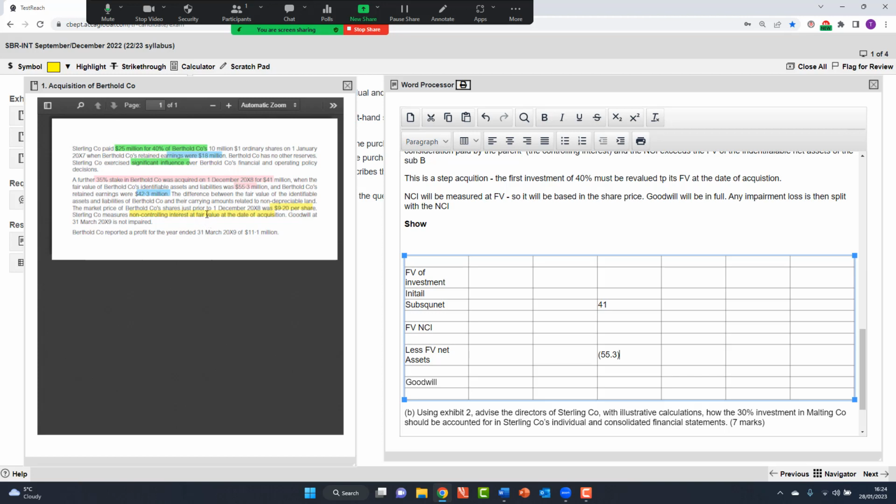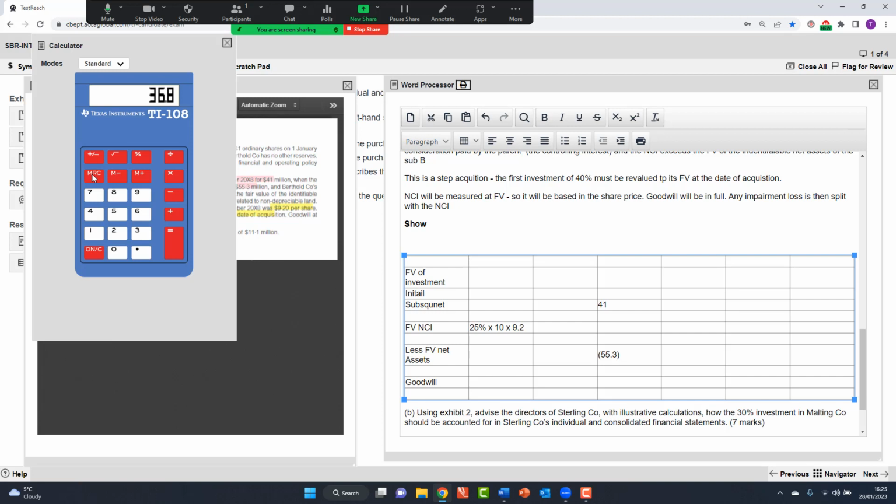If we're going to work out the NCI at fair value, then we're looking at 9.2. So the fair value of the NCI, we've agreed that the NCI is 25%. We know that there are 10 million shares, and we know that those shares are worth 9.2. So we've got a calculation to be made there. So let's get the calculator out. Let's clear that.